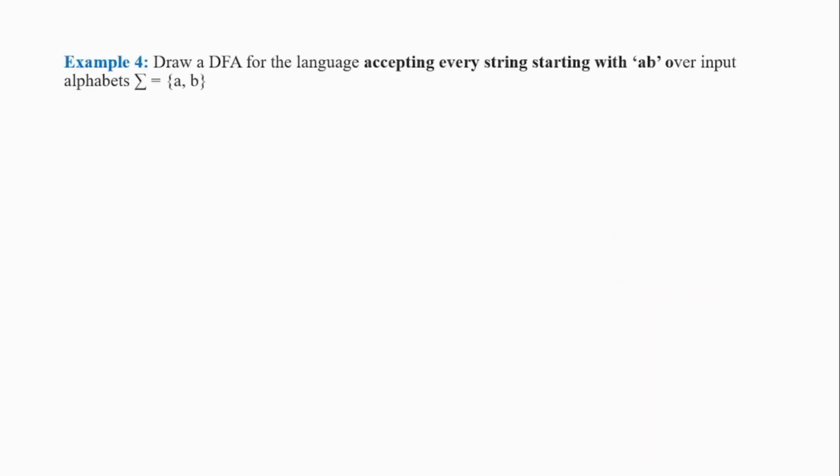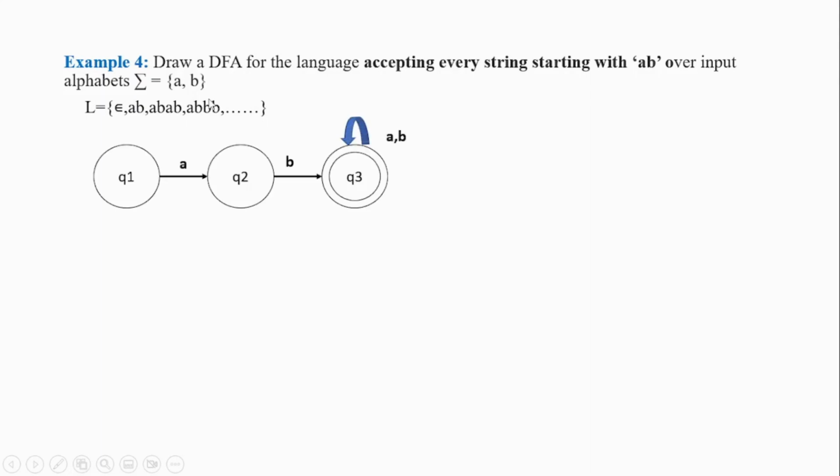Okay, next, draw a DFA for the language accepting every string starting with AB over input alphabets A, B. Every string should start with AB. So epsilon is not allowed, but AB is. So the starting is AB. That is the thing. So just start with AB, then whatever comes, it is acceptable because my condition is satisfied. Starting with AB, acceptable. Whatever follows it, I don't care. It is accepted, right?